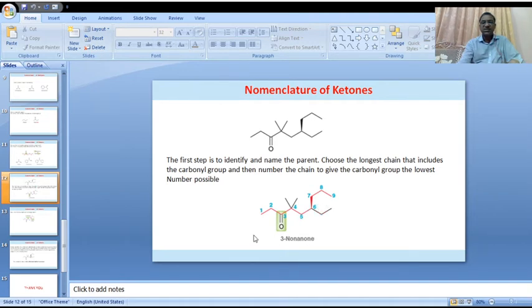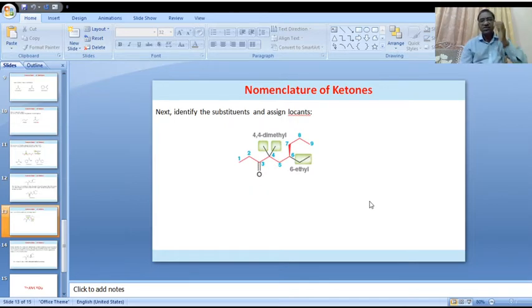In this case, this compound is named as 3-nonanone. Is it clear? On the third position, it is a ketonic group, one. We can also say it like nonane-3-one.